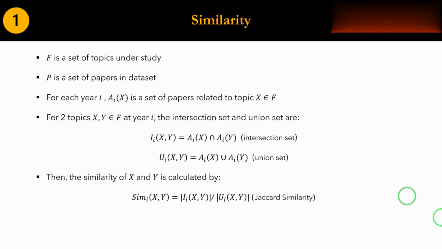In the first step, we calculate the similarity between topics. Suppose F is a set of topics under study and P is papers related to these topics F. For each year i, A sub i of x is a set of papers related to topic x. For two different topics, x and y, at year i, the intersection and union set of A sub i of x and A sub i of y are calculated. Then, the similarity of topic x and y is the intersection set divided by the union set, which is the Jaccard similarity of the two sets.